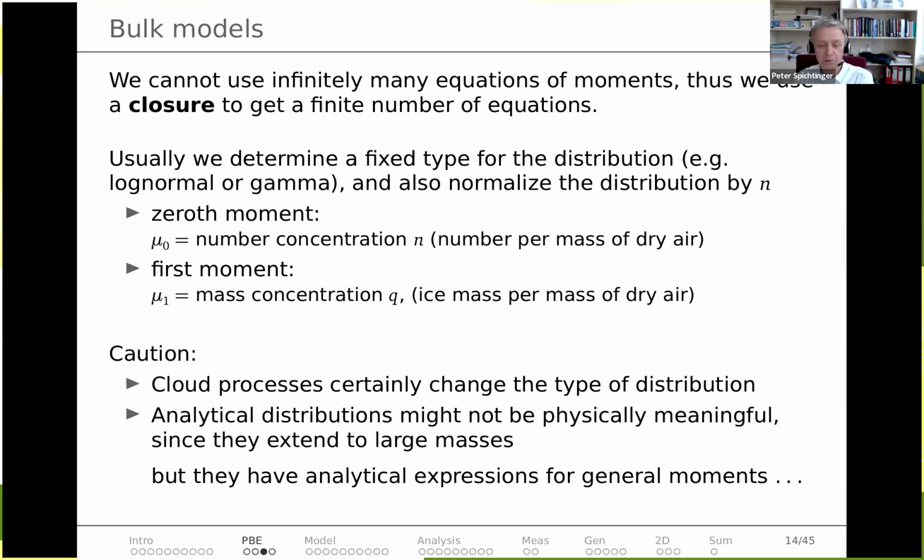The issue is that cloud processes certainly change the type of the distribution. If you think, for instance, about evaporation, the type of the distribution is changing completely. On the other hand, we think about log-normal or gamma distributions, and these are analytical distributions which extend to infinitely large masses, which is also not true. But the nice thing is they have analytical expressions for the general moment. So this is a good reason why we should use them. Well, maybe this is a good reason.